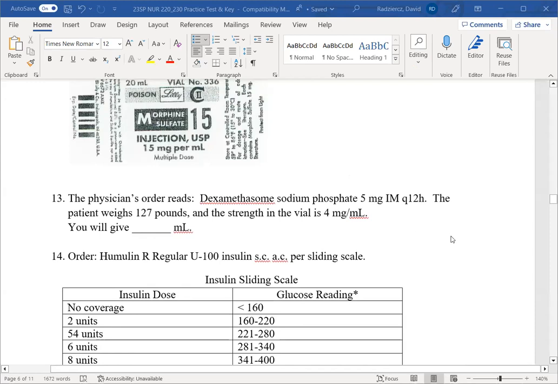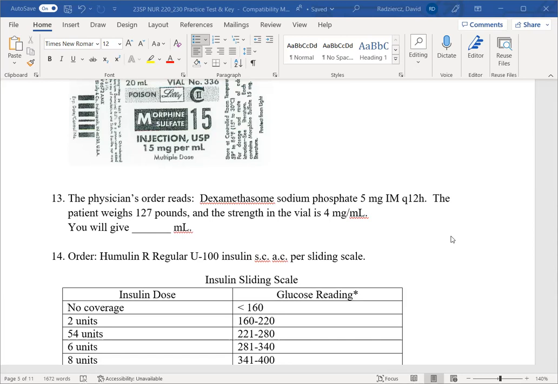Yeah, so for 13, you're exactly right. They are giving you extra information, and the extra information in this example is just the patient's weight. The only time we need to worry about the patient's weight is if it told us that the order was in 5 milligrams per kilogram. Right. I was like, am I just not seeing something?